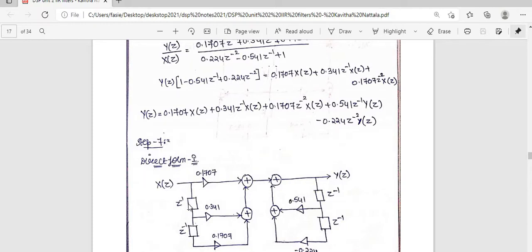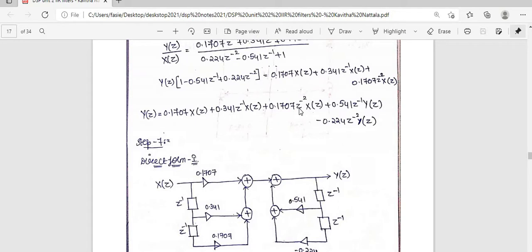Similarly, x of z multiplied with z power minus 1. What is the second factor we have? 0.341. 0.341 into z power minus 1 multiplied with x of z. This will be there. Then between these two terms, what is there? Plus is there. That's the reason we are writing a summer. Clear?